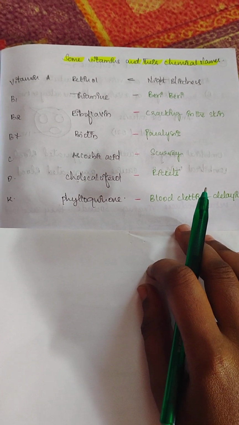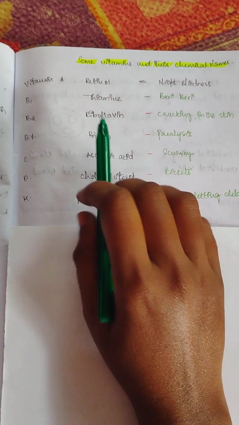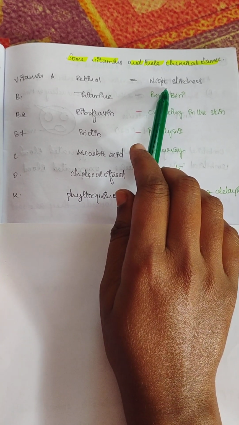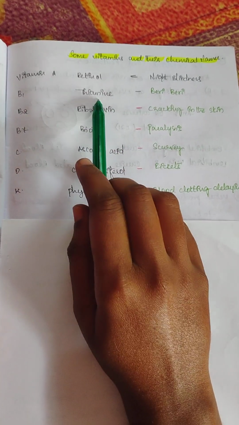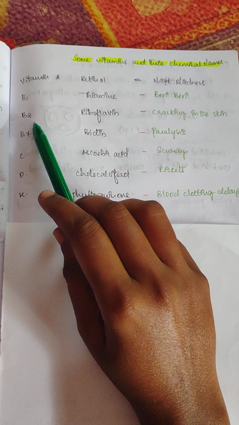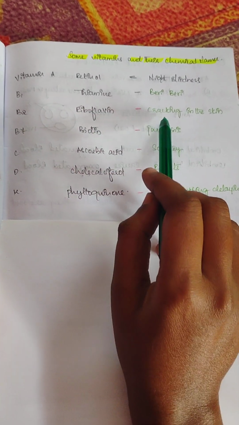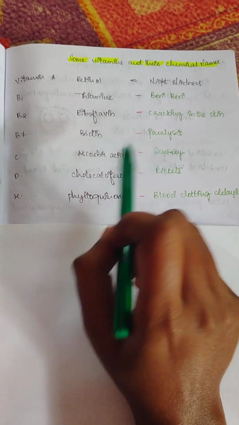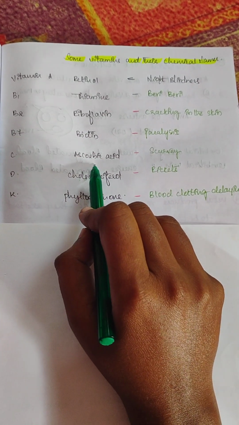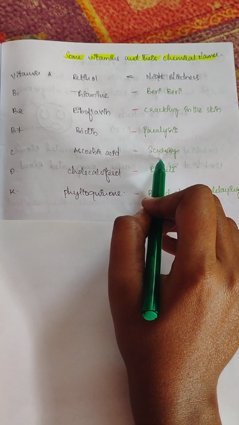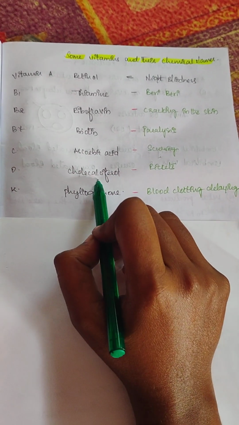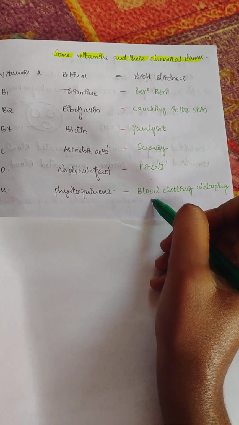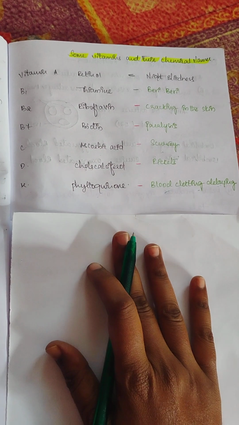Okay, here you can see some important vitamins and their chemical names. Vitamin A, chemical name retinol, and deficiency of vitamin A causes night blindness. B1, thiamine, deficiency causes beriberi. B2, riboflavin, deficiency causes cracking in the skin. B7, biotin, paralysis. And C, ascorbic acid, deficiency causes scurvy. D, calciferol, deficiency causes rickets. K, phylloquinone, deficiency causes blood clotting delay.